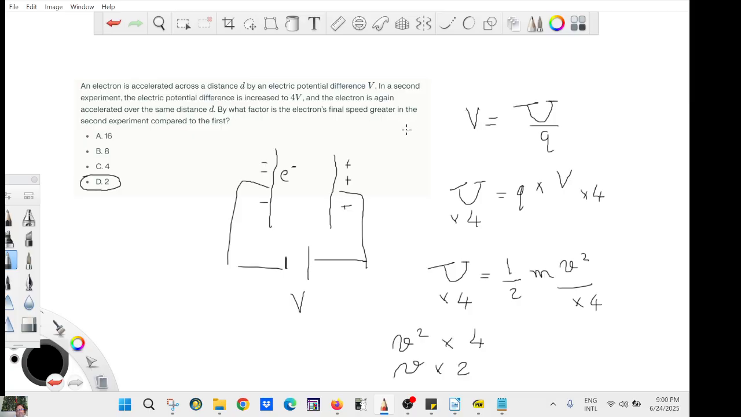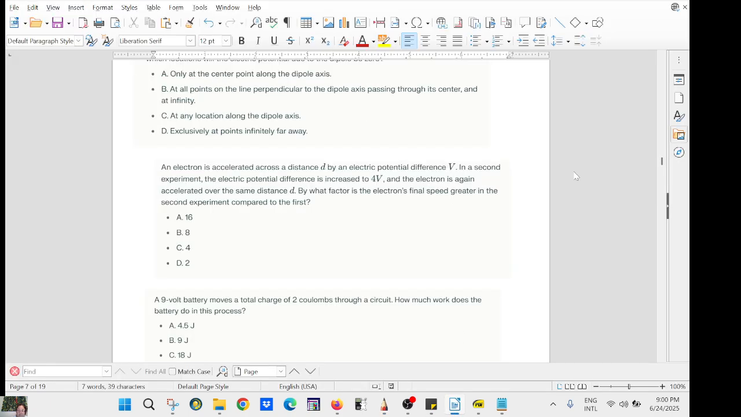Okay, so the voltage is the potential energy per unit charge. If the potential energy here is multiplied by 4, kinetic energy is multiplied by 4. Kinetic energy depends on the speed squared, so the speed is multiplied by 2.